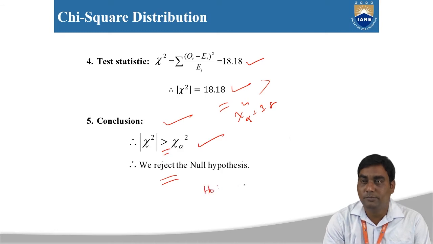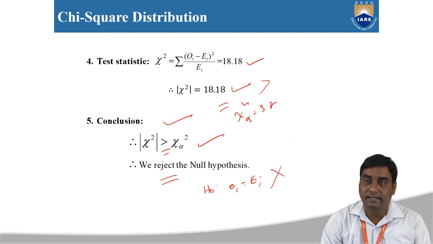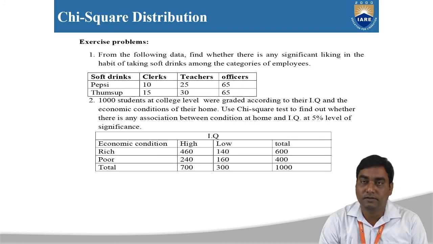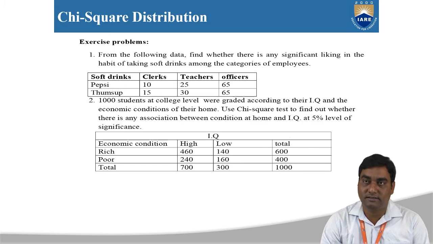Actually, what is the null hypothesis? OI equal to EI, that means there is no difference between observed and expected frequencies. But what we have concluded is that we are rejecting the null hypothesis. That means this is not correct; that is, there is a difference between observed and expected frequencies. So this is the method 3 problem on the chi-square test. And we have 3 exercise problems in method 3.